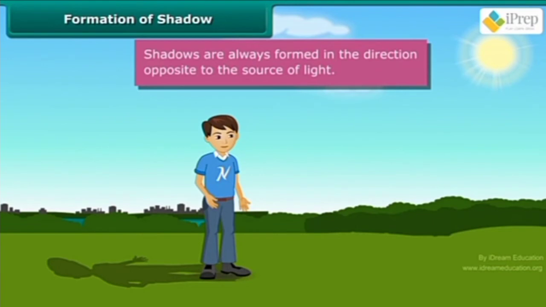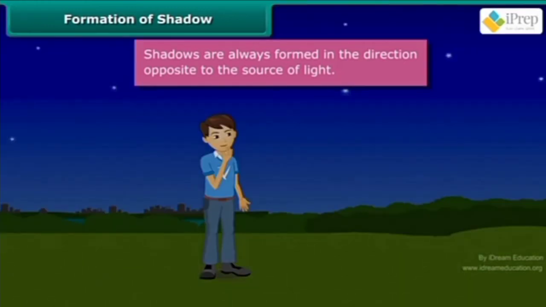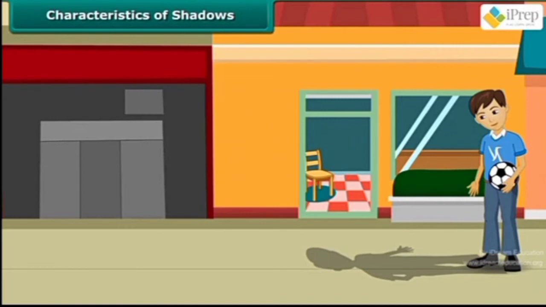In the morning, since you were facing the sun, the shadow was behind you. In the evening, the sun was behind you, causing the shadow to be formed in front of you. When the sun sets, there was no light. Hence, there were no shadows. Just learned some interesting facts about shadows.